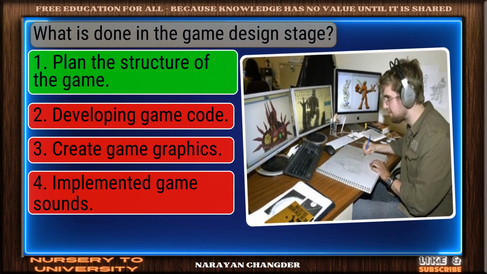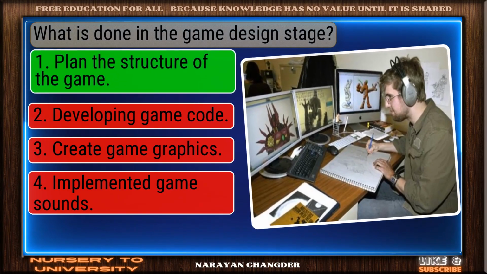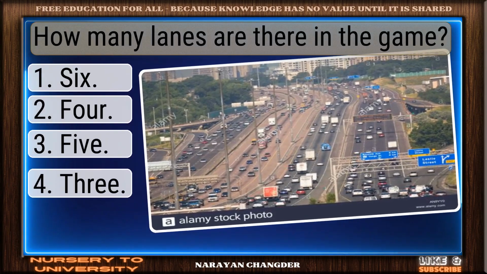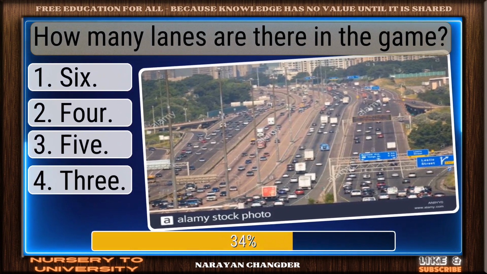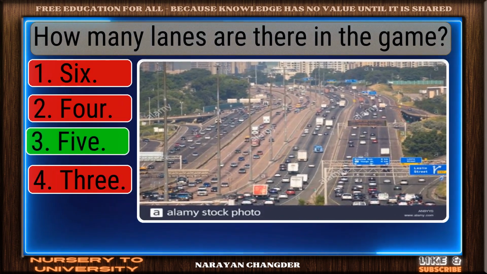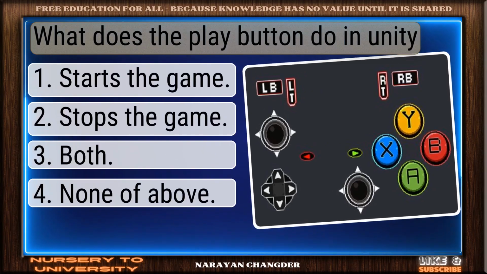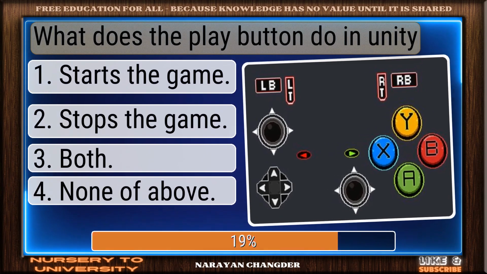Good thinking. Plan the structure of the game is the right answer. Question number 54. How many lanes are there in the game? Well reasoned. 5 is the correct choice. Question number 55. What does the play button do in Unity?